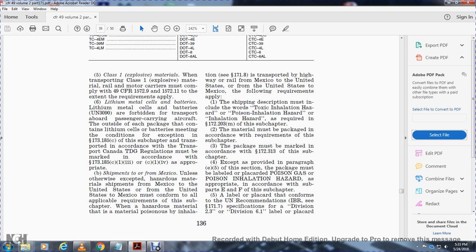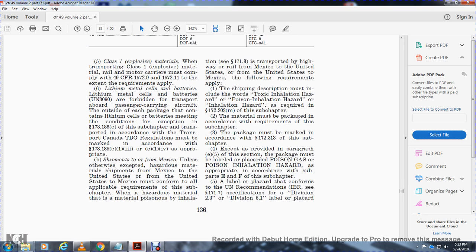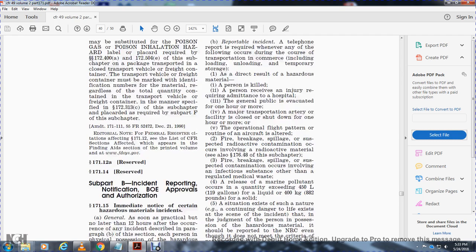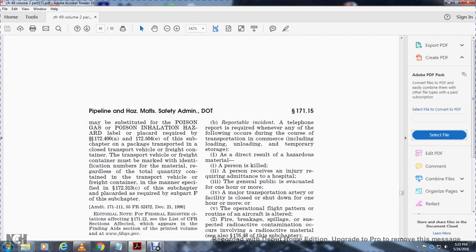Label the black card with the form of the UN recommendation, IBR in 171.7, with the specification for Division 2.3 and Division 6.1 with the label on the black card. It may be substituted with the poison gas or poison inhalation hazard label on the black card required in 172.401, 172.408, 172.500(e) of the subchapter. A package transported in a closed transportation vehicle or freight container must be marked with the identification number for the material required, regardless of the total quantity. For a transportation vehicle or freight container with the marking specified in 172.313(c) of the subchapter, the black card is required. Subpart F of the subchapter.